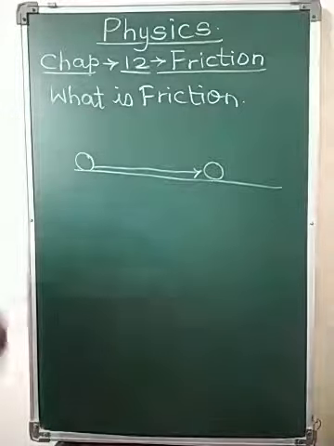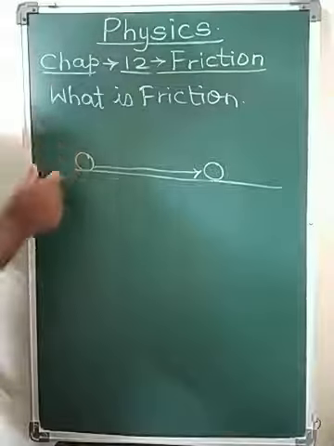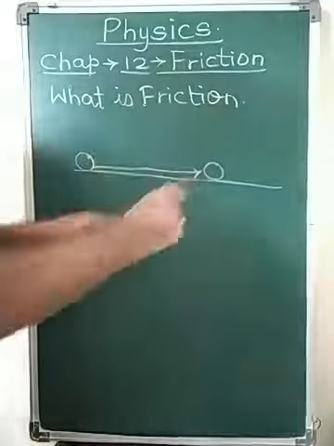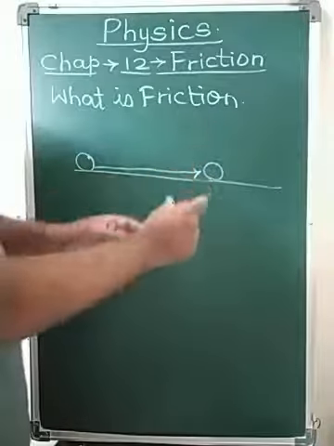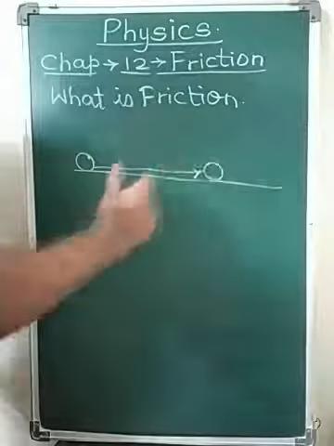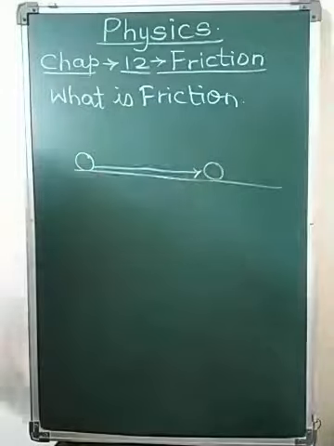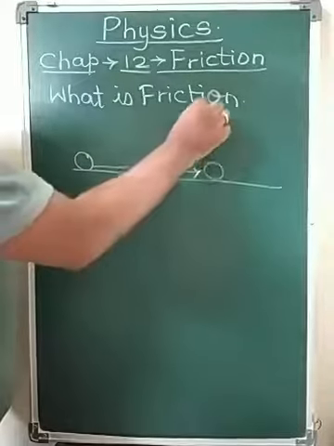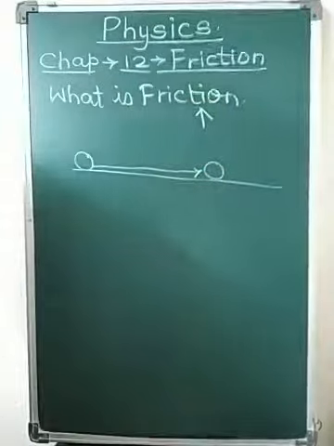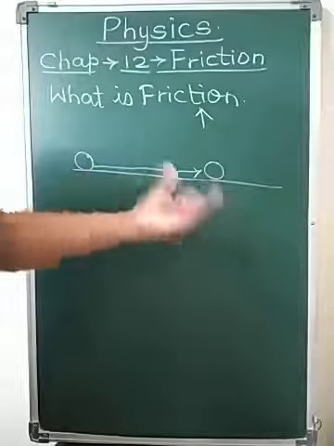So what has happened here? The ball started to move, that means a force is applied, and the ball has stopped. That means some force is applied on the ball which makes it stop. And what is that force? That force is nothing but it is the force of friction that makes the moving object to stop.